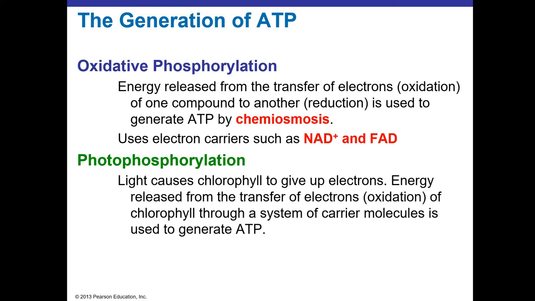There's also photophosphorylation, but we're not going to have time to talk about the photosynthetic bacteria. So suffice it to say, light causes chlorophyll to give up its electrons. The energy is released from the transfer of electrons, oxidation of the chlorophyll, through a system of carrier molecules unique to photosynthesis, but sharing the other catabolic mechanisms that we'll see in oxidative phosphorylation to generate ATP. But we're going to talk about the processes that are going to be involved in substrate level and oxidative phosphorylation.